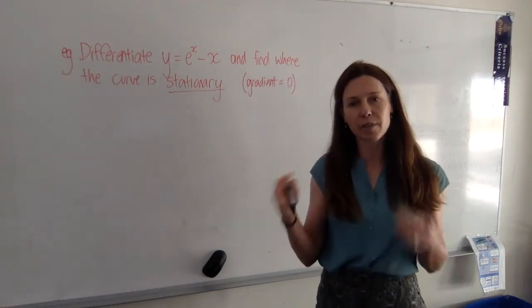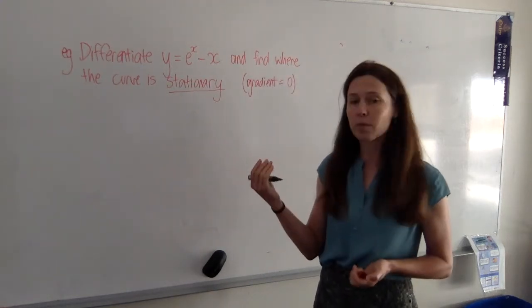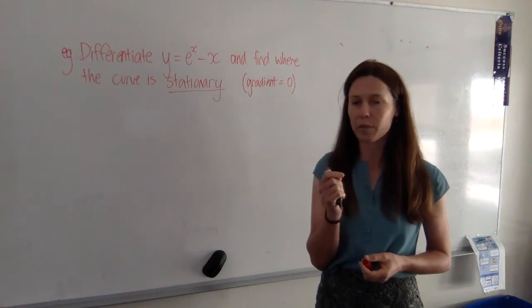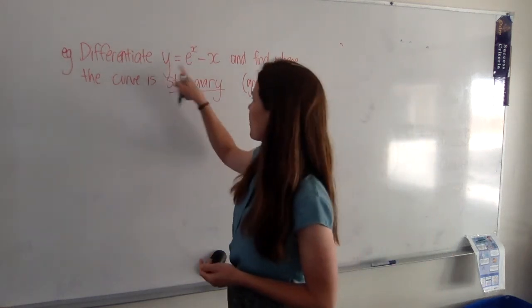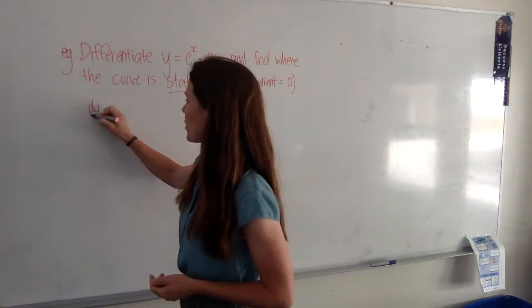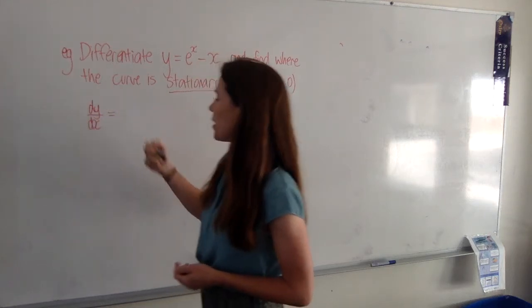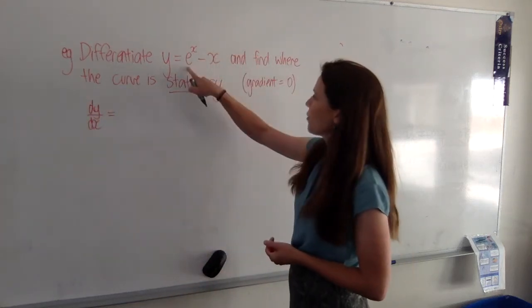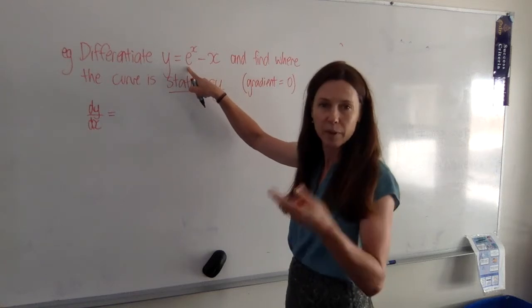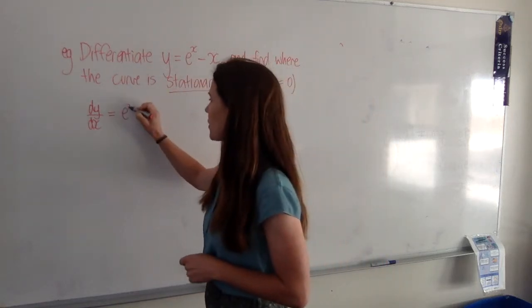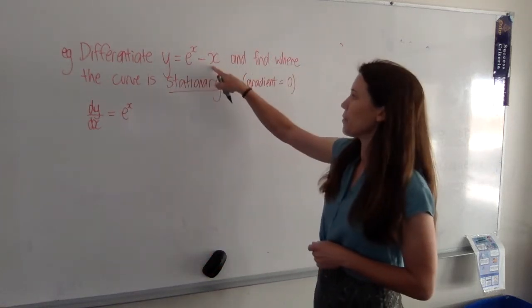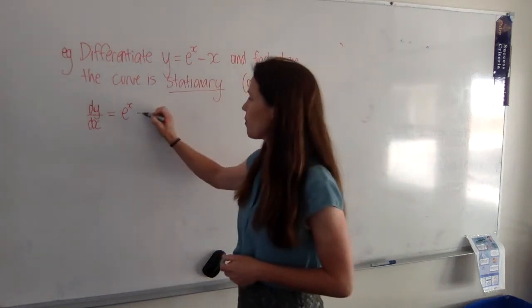Now, if we want the gradient of the curve to be 0, what we're saying is we want the gradient of the tangent to the curve to be 0. So we start by differentiating the function. So we know y, we can find now dy dx. Differentiating the first part, e to the power of x differentiates and becomes itself. And differentiating minus x just gives us minus 1.